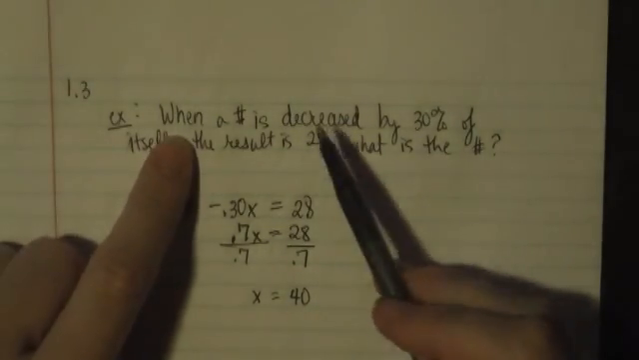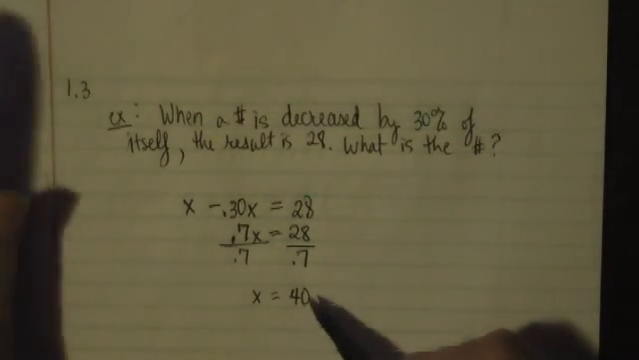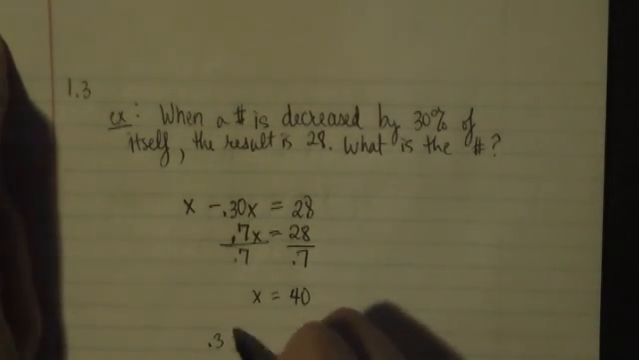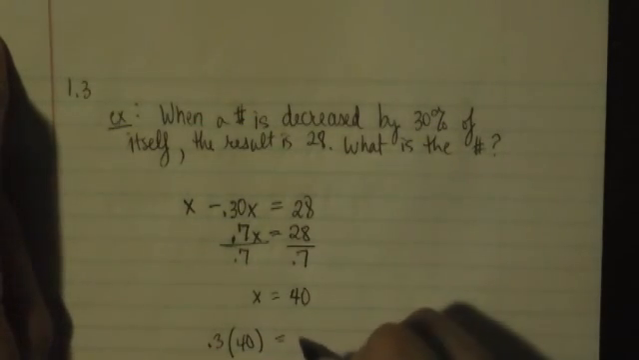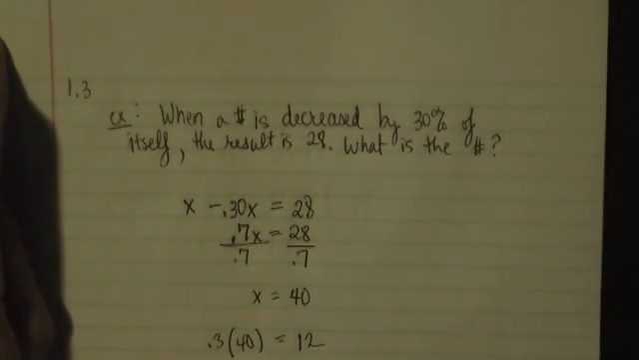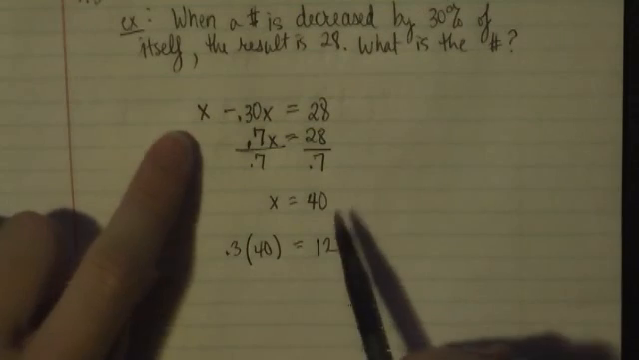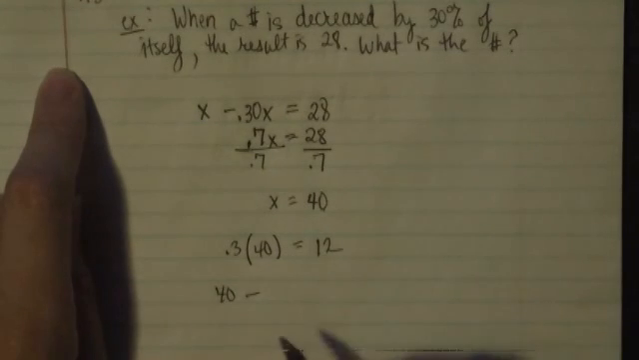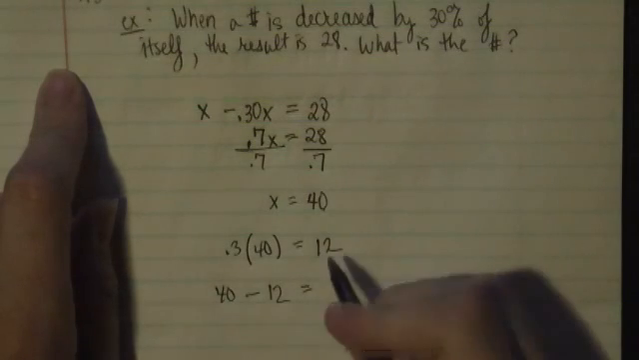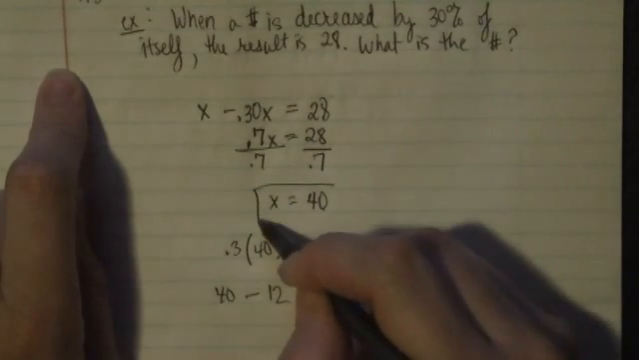And if we wanted to go back and check, we would say, okay, this number decreased by 30% of itself. Well, let's figure out what 30% of itself is. 0.3 times 40 is equal to 12. You can use your calculator in anything you do in this class. So 0.3 times 40 is 12. Our number was 40 minus 30% of itself. Well, we just figured that to be 12. So 40 minus 12 is equal to 28. So it checks out. So our answer is that the number was 40.